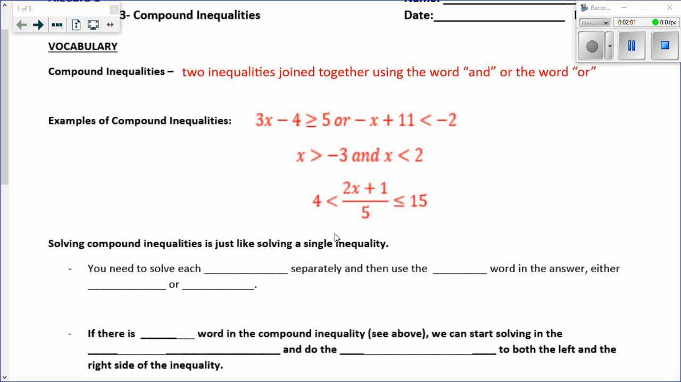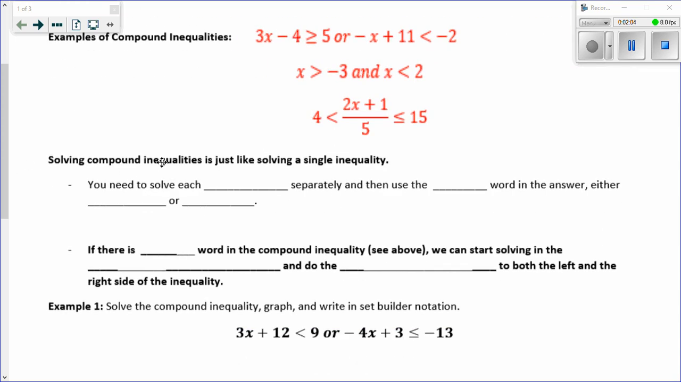So, some more notes. When you are solving compound inequalities, it's just like solving a single inequality.